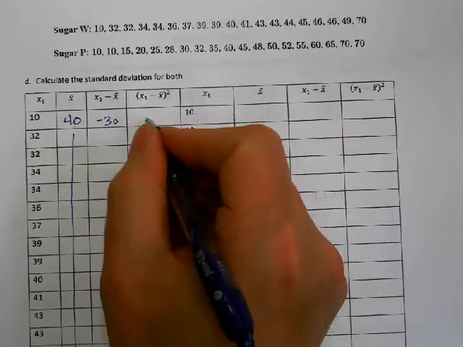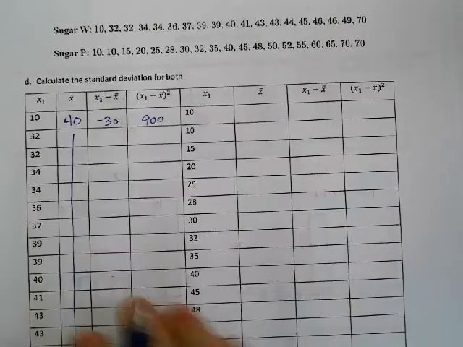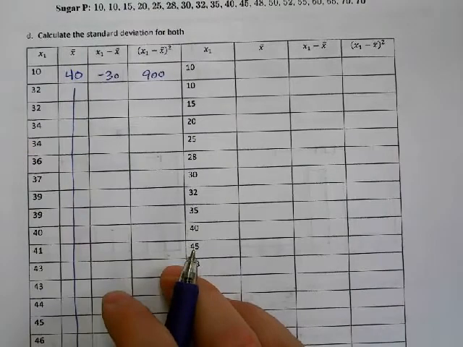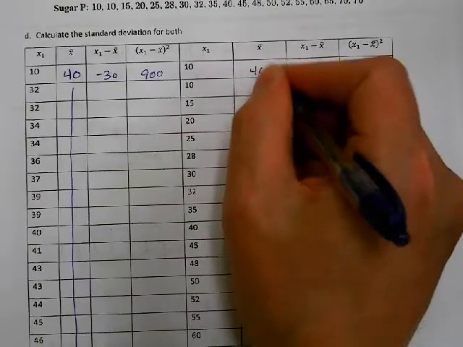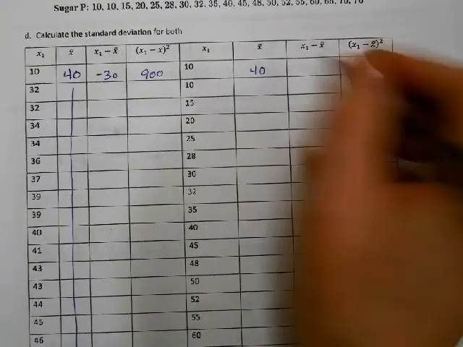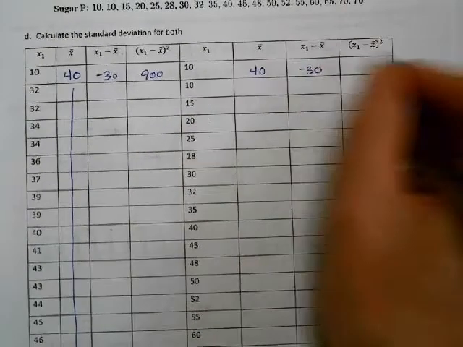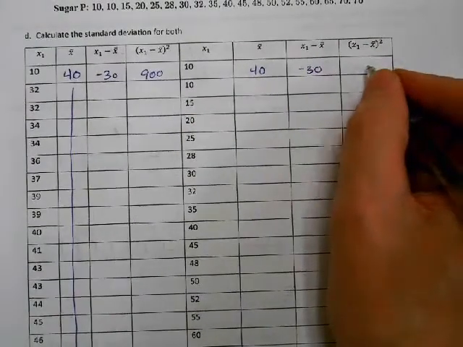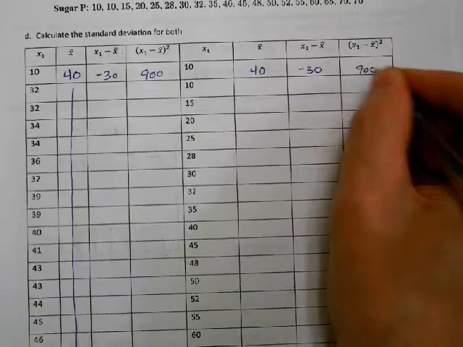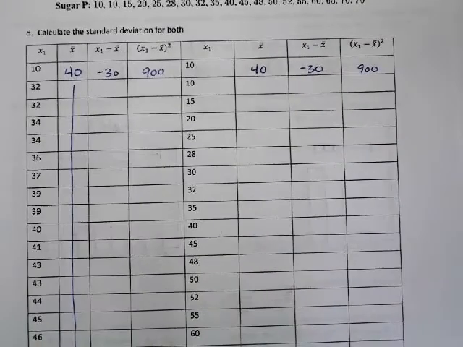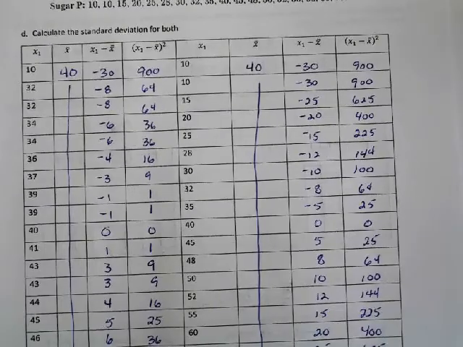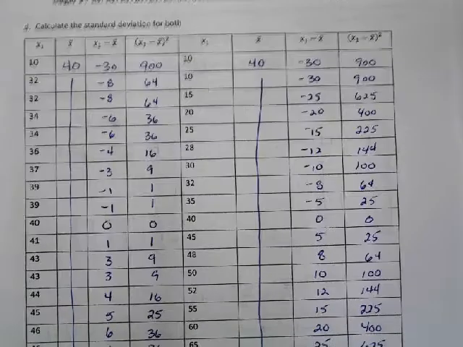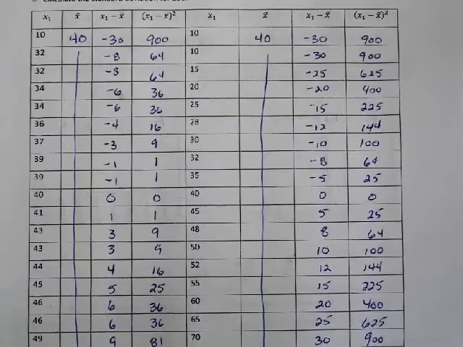And we're going to do that for all 19 of these numbers, and then we're going to do the same thing for our other data set. So here 10 minus 40 is negative 30. And then over here we'd get 900. All right, I'm going to pause and fill in the rest of this data. All right, so I have finished doing all my calculations. So I have done all my numbers.